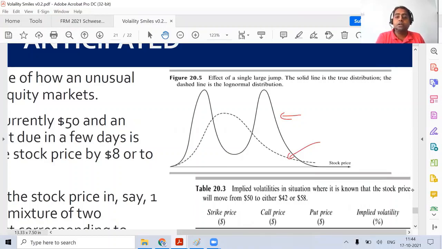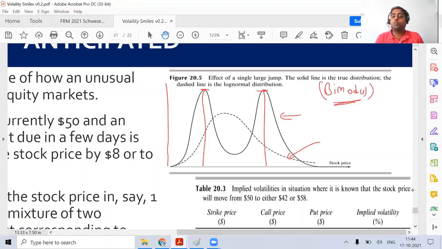Why are we saying bimodal? Because both the points are highest. The probability is higher for both the points, because we can see both situations equally happening. The probability of $8 going up and $8 going down after the news is equal. So we are referring to it as a bimodal distribution. So your actual distribution becomes bimodal, and because of which what happens?